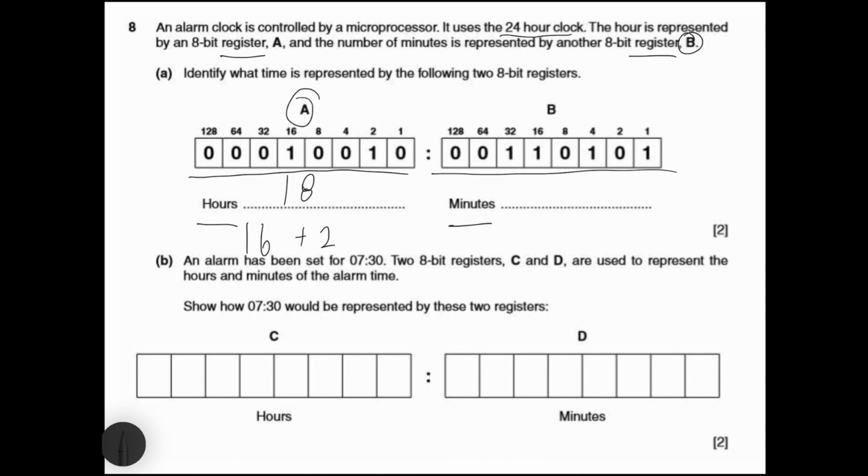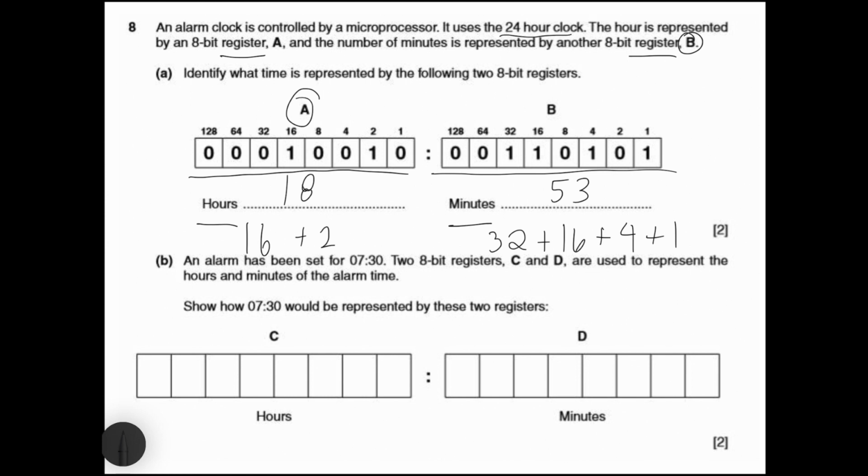And then for minutes, we can do the same thing, right? So we've got 0 for 128, 0 for 64, and 1 for 32. We've got 1 for 16. We've got 0 for 8, so we just don't do anything with that. We've got 1 for 4, and then we've got 1 for 1. So we're going to add this all up. We're going to get 48 plus 4 is 52, plus 1 is 53.